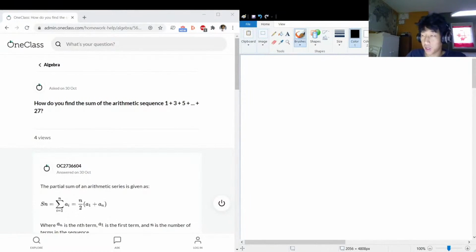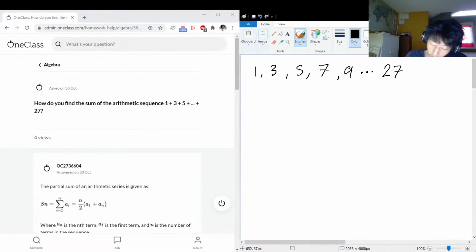Okay. The next thing that we want to cover today is how do we find the sum of the arithmetic sequence 1, 3, 5, 7, 9, counting up by twos all the way up until we get to 27. The sum of all these terms. Okay, and we're trying to find the sum.